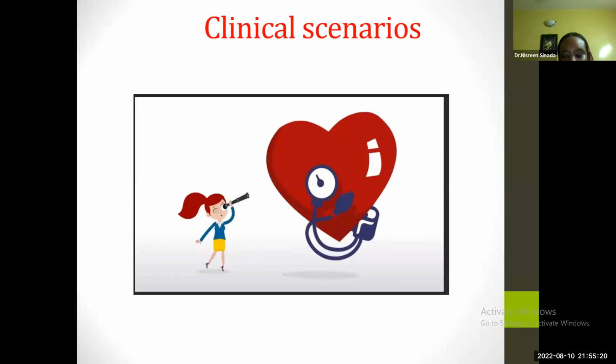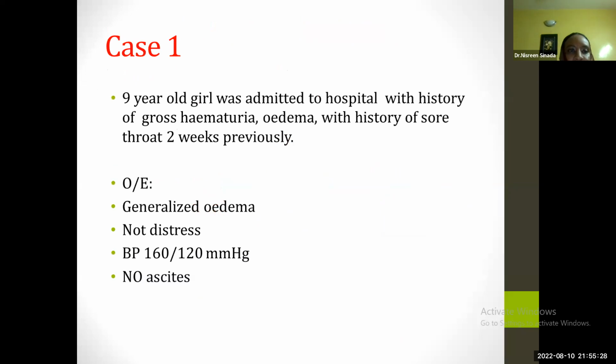So we reach the clinical scenarios. We try to make it an interactive session. And okay, now we reach case 1. A 9-year-old girl was admitted to hospital with a history of gross hematuria and edema, and a history of sore throat 2 weeks previously. She has generalized edema, she is not distressed, and the blood pressure is 160/120, other vitals normal, and no ascites. So, anyone can volunteer.